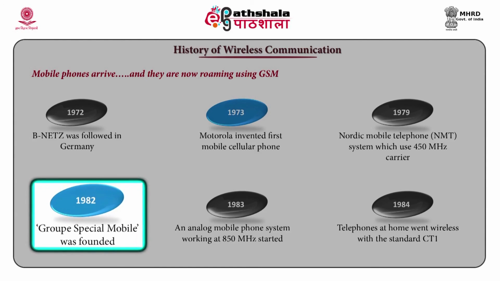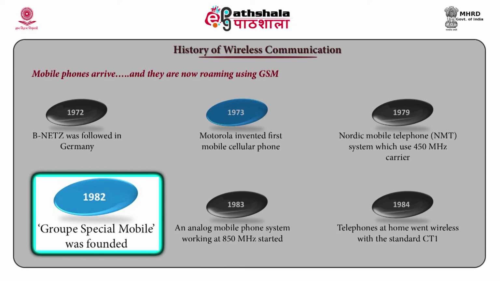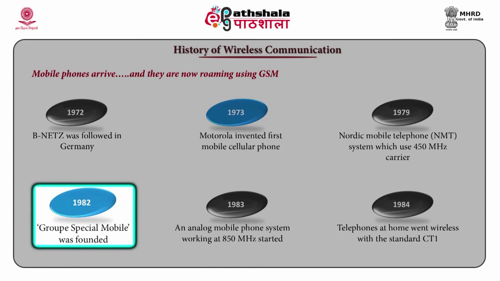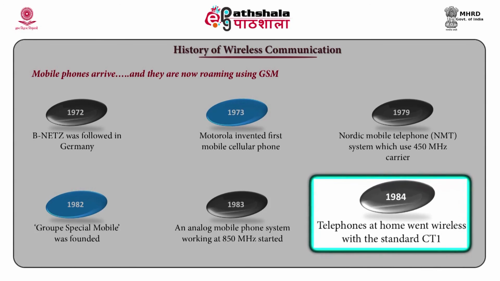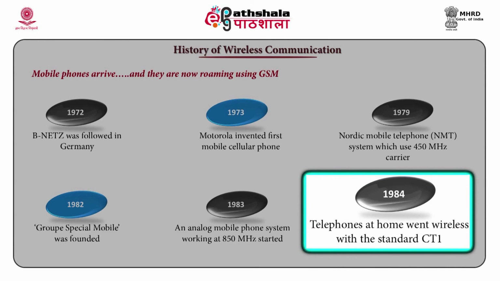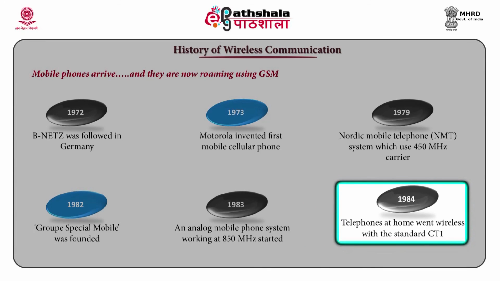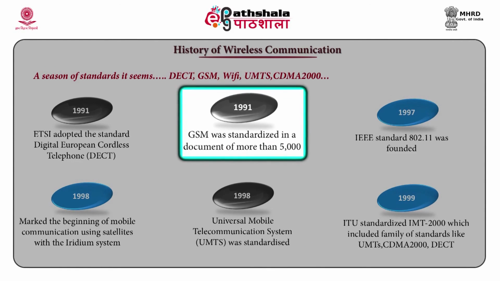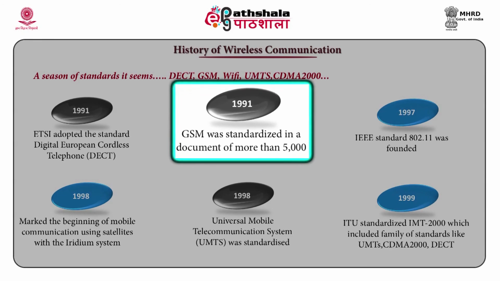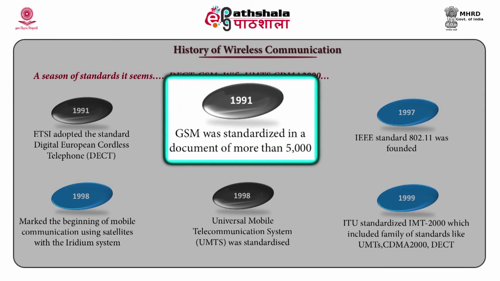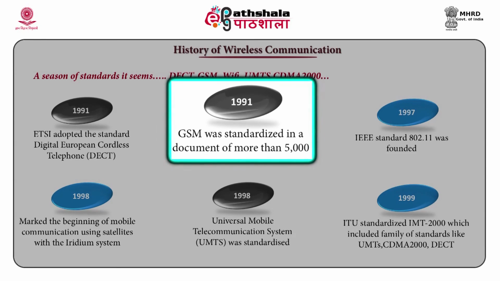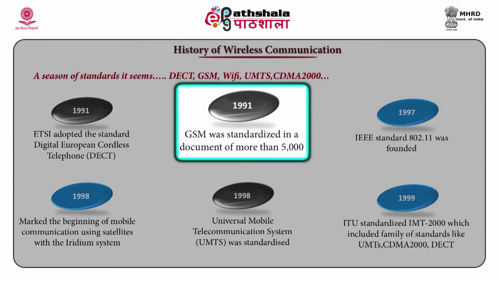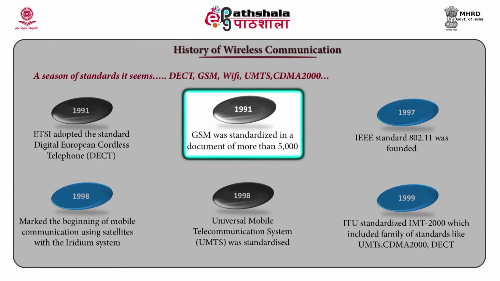In 1982, GSM was formed. It was fully digital and offered voice and data services. In 1984, the standard CT1 for cordless phones was formed. GSM was standardized in 1991. It was now called Global System for Mobile Communication, worked at 900 MHz and used 124 full duplex channels.